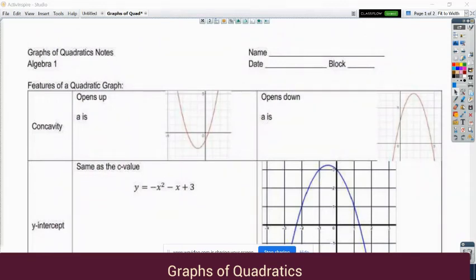Welcome. We're going to be moving into our next unit, which will focus on quadratics. And we're going to begin by talking about the features that you have in a quadratic graph. So the first one that we have is called concavity.